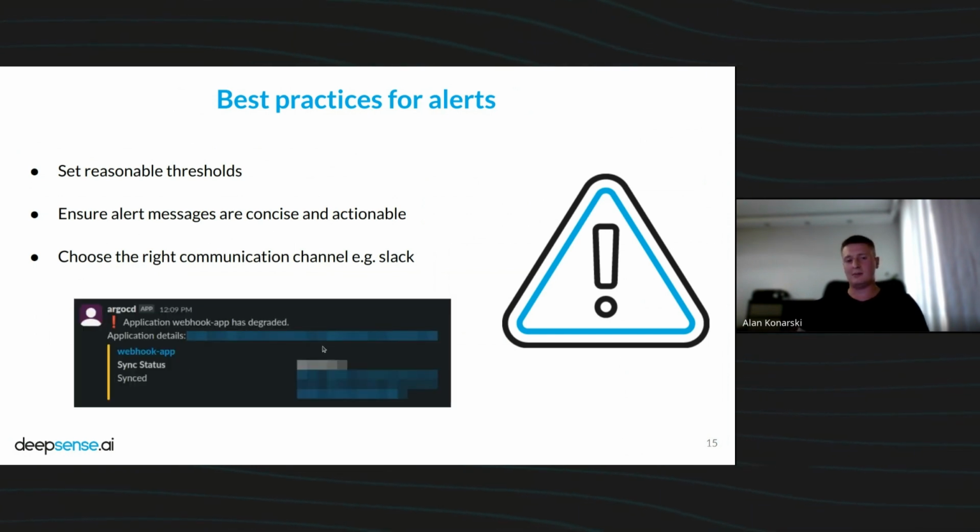And this is an example of, in my opinion, a pretty good alert. So we have a big red exclamation mark, so we see that something went wrong. We have information on what went wrong: the webhook app application has degraded. And then we have application data details. And in that blurred blue text, there is a link to the application that you can go to and further investigate and hopefully fix the issue. So these are the three tips I would give for implementing alerts.